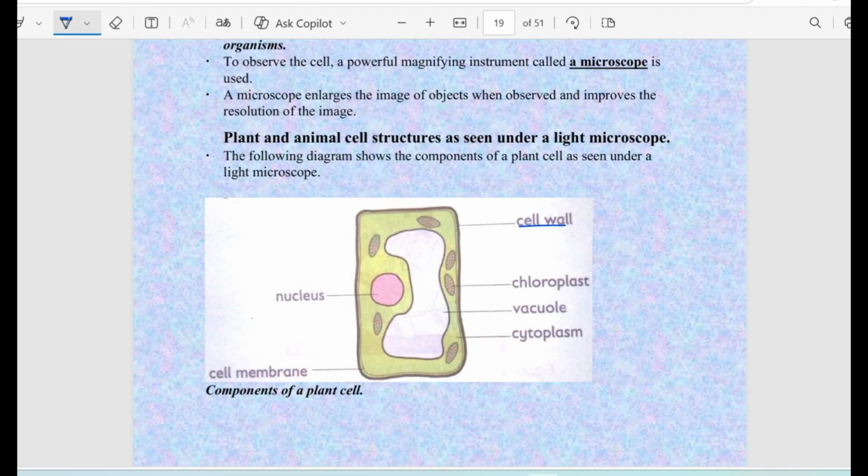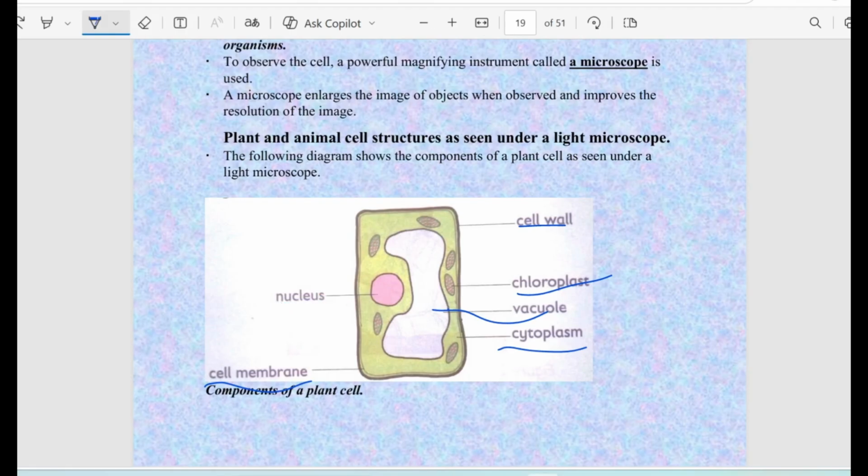Then the second layer is the cell membrane. After the cell membrane, you find that there is an arrangement of chloroplasts. There is a cytoplasm. There is a vacuole. Then there is the nucleus. So those are the parts of the plant cell.